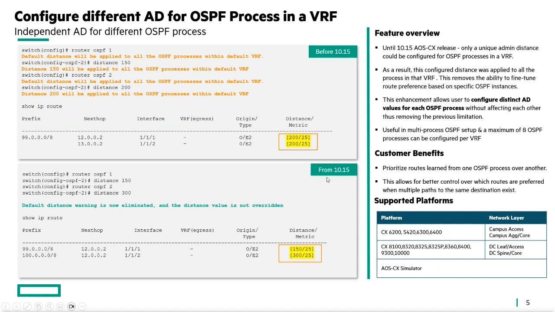Now from 10.15, this has been eliminated, and these values are not being overridden. If I assign two different AD values to router OSPF 1 and router OSPF 2, you can see that they're taken as such without being overridden. The main benefits of this feature are that users can now prioritize the routes learned from one OSPF process over another. It also allows better control over which routes are preferred when multiple paths to the same destination exist. And here you can also see the supported platforms listed.